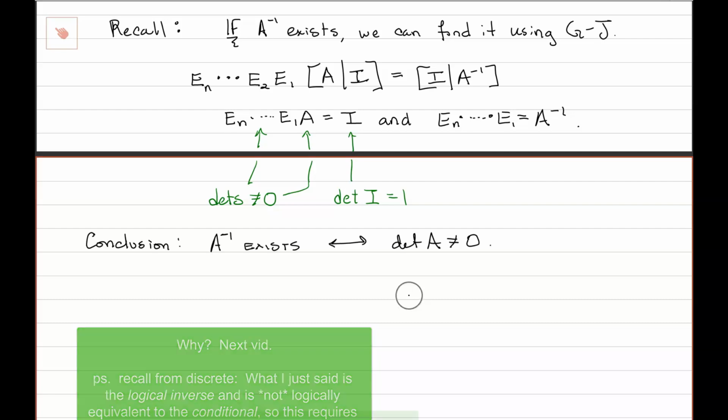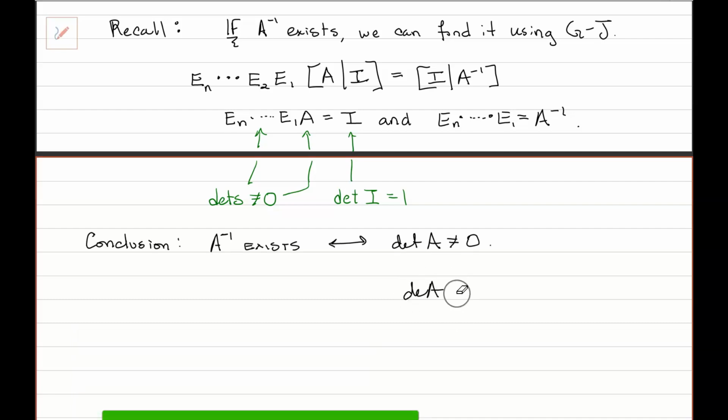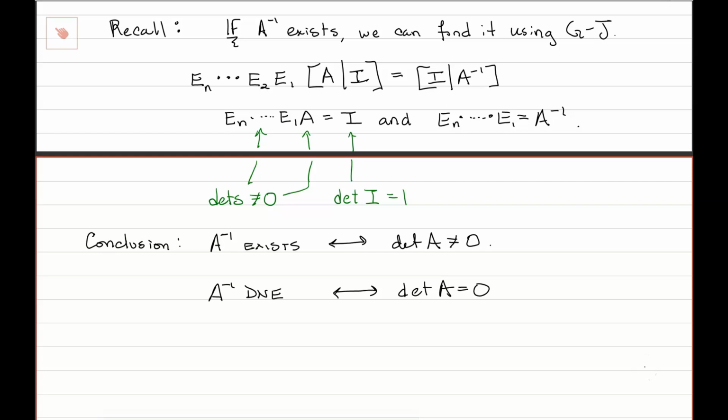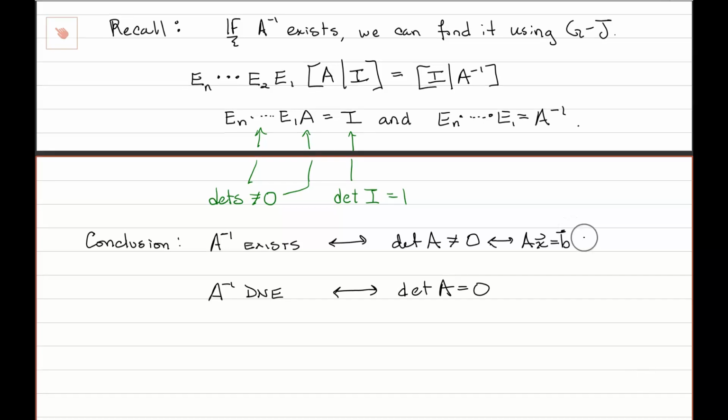Or put another way, if the determinant of A equals 0, A inverse doesn't exist. And what does this tell us about the corresponding linear system? If the determinant's not equal to 0, then A inverse exists, and AX equals B has a unique solution. And if the determinant of A is equal to 0, that's not the case. Either AX equals B has no solution, or it has infinitely many solutions.